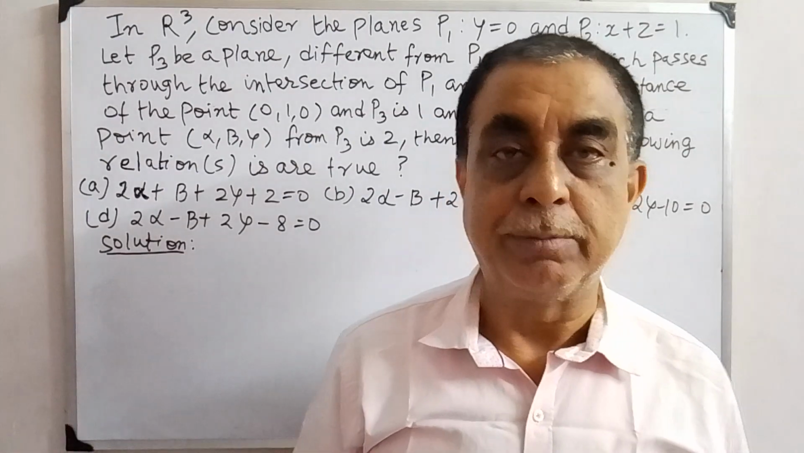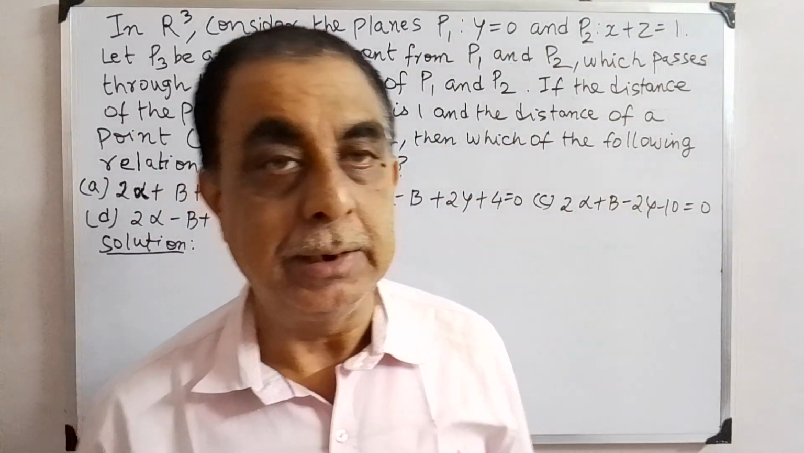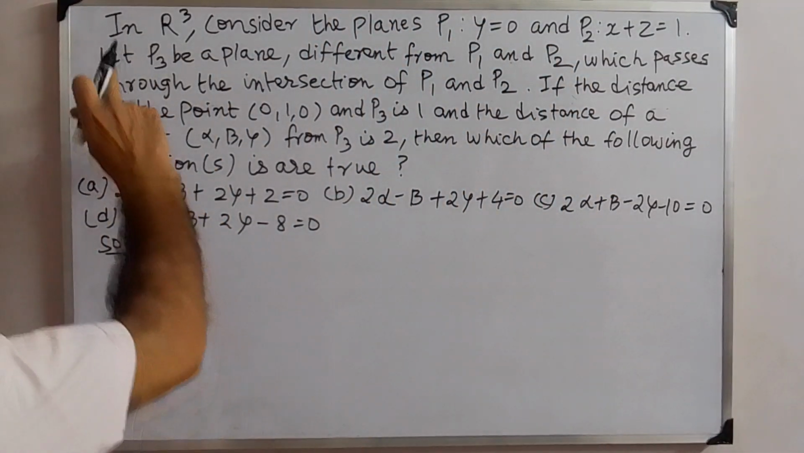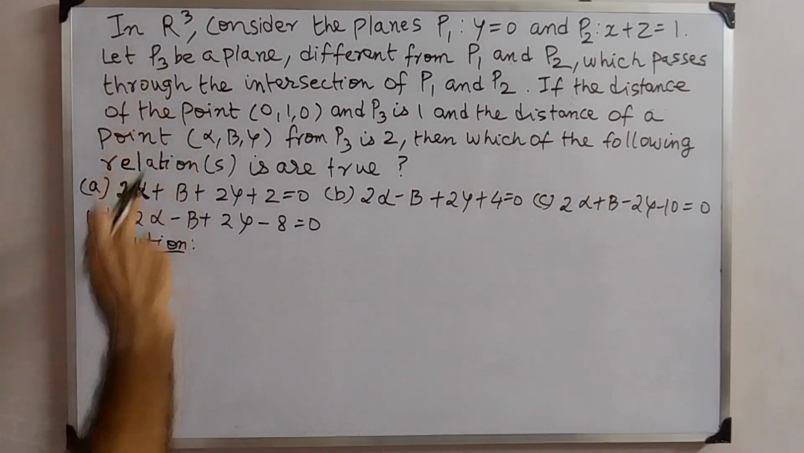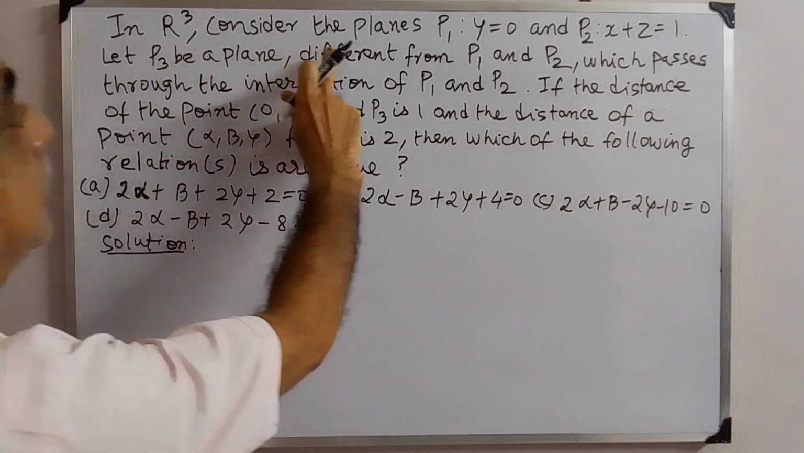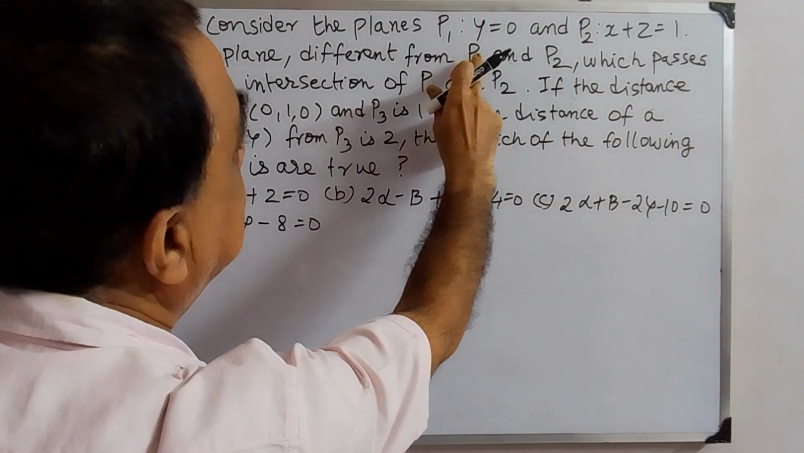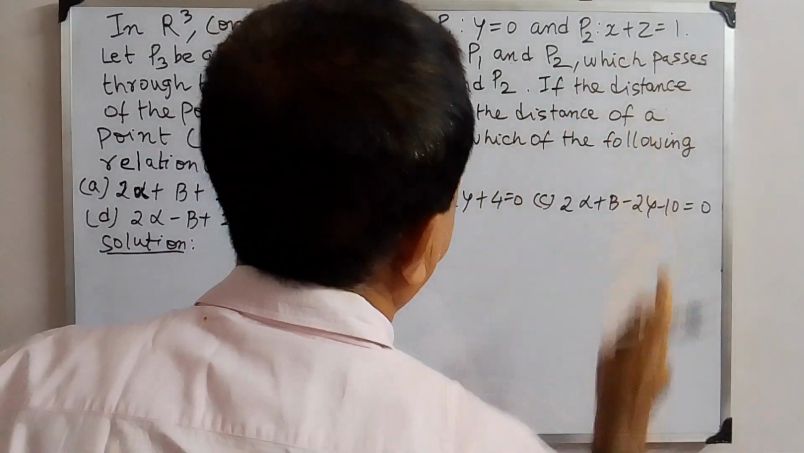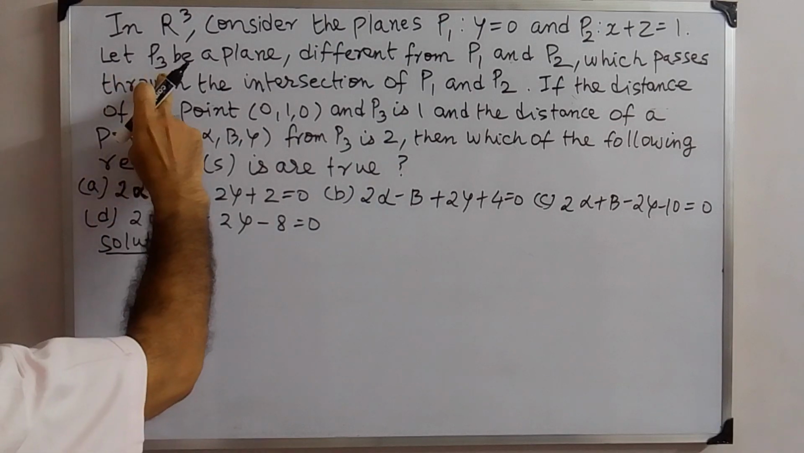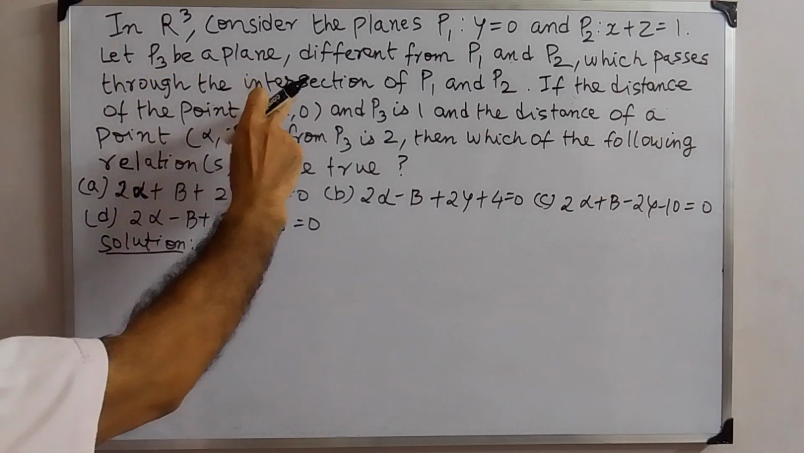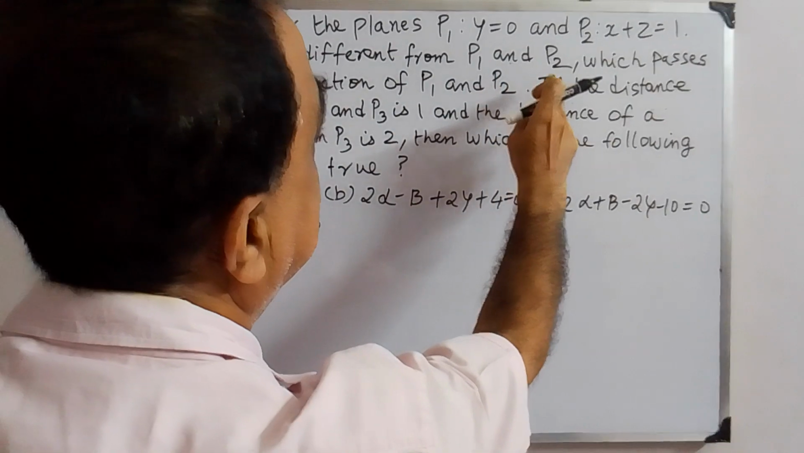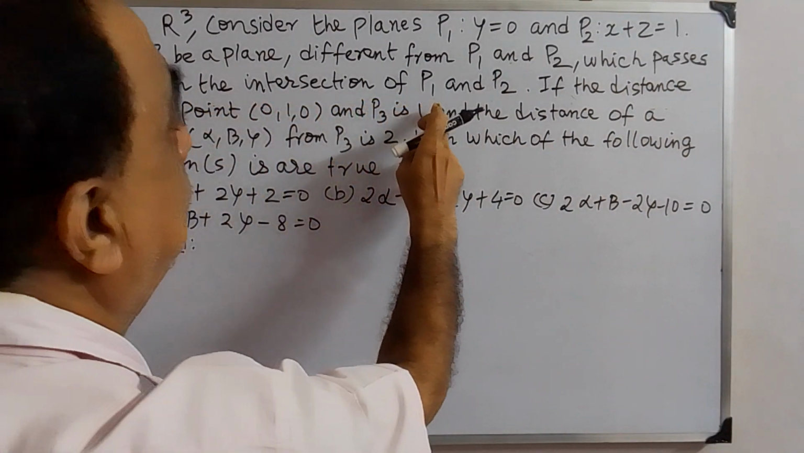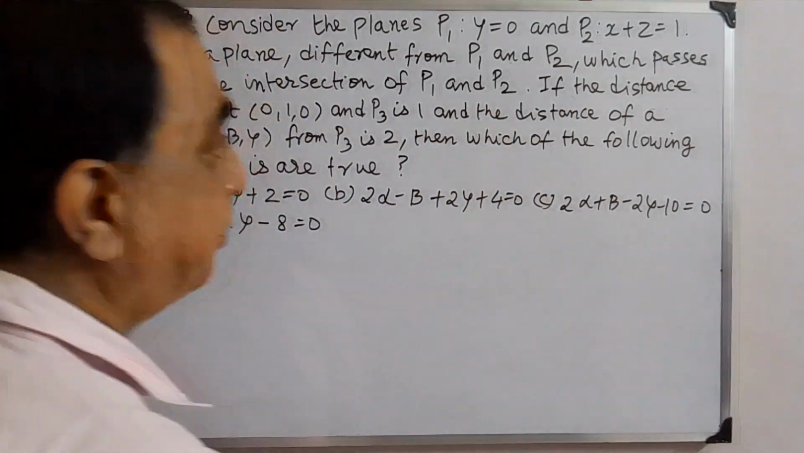Today we are doing a sum from JEE Advanced 2015. The sum reads like this: in R cube, that means in space, consider the planes P1: y equals 0 and P2: x plus z equals 1.